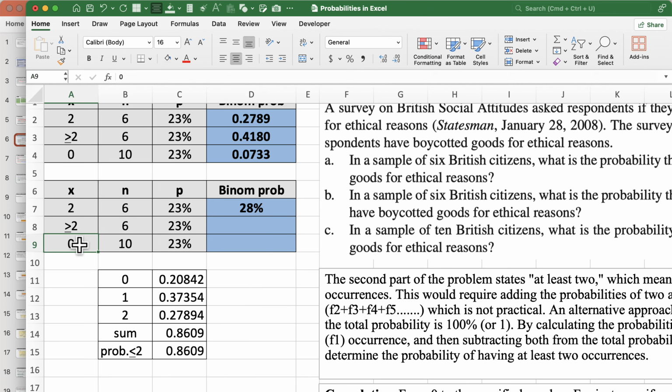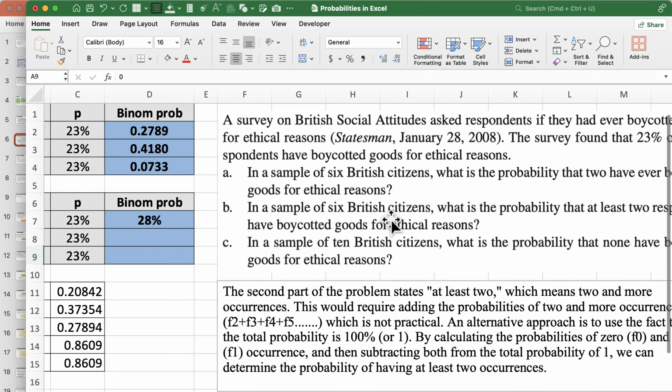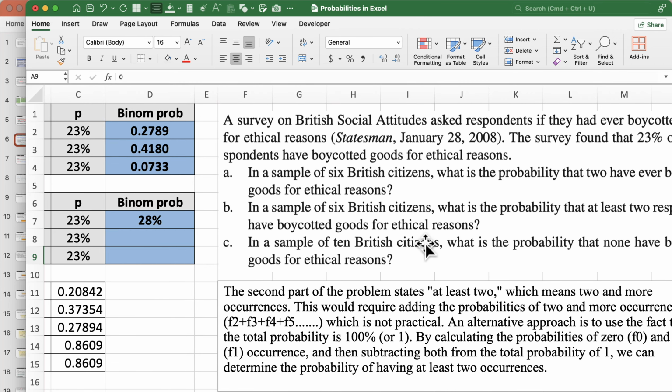Let me do this part first, which is calculating the probability that no one has ever. So here's the question. In a sample of 10 British citizens, now over here the number of trials has increased to 10. Initially it was 6, but now it's 10.